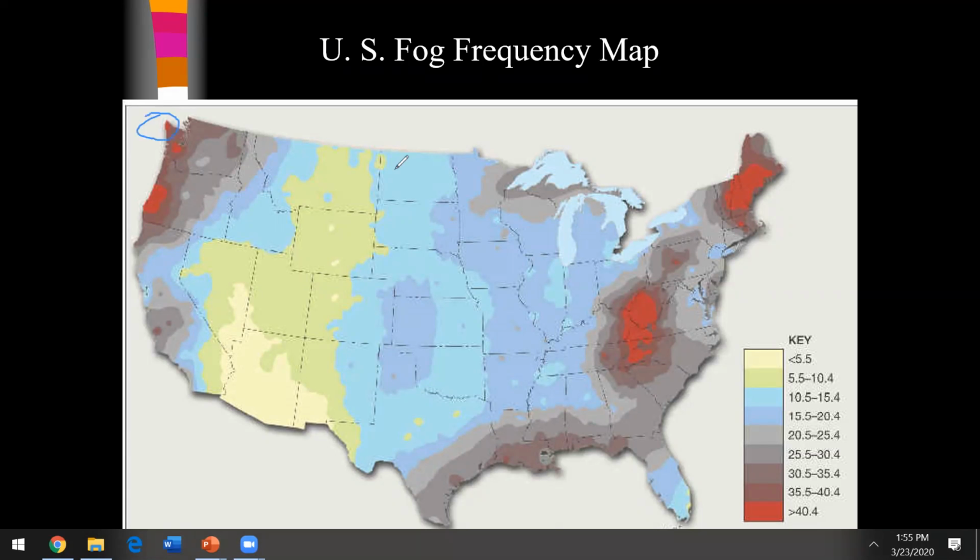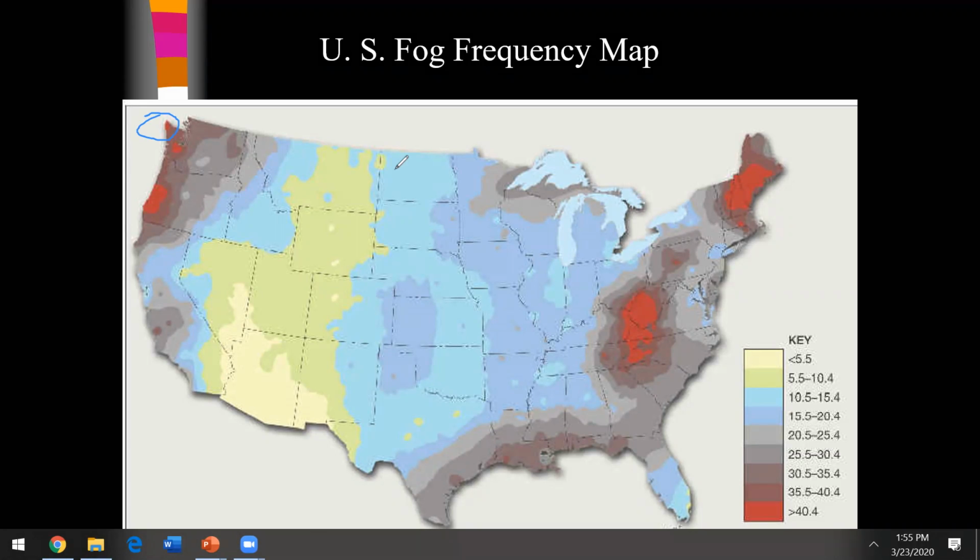Right there. That area is called Cape Disappointment. There are over 200 days a year that have fog in that area. It's in Washington State.